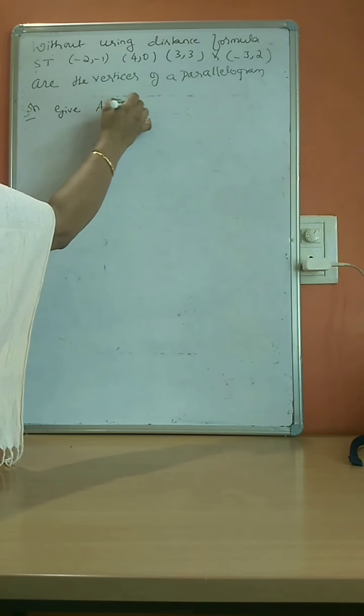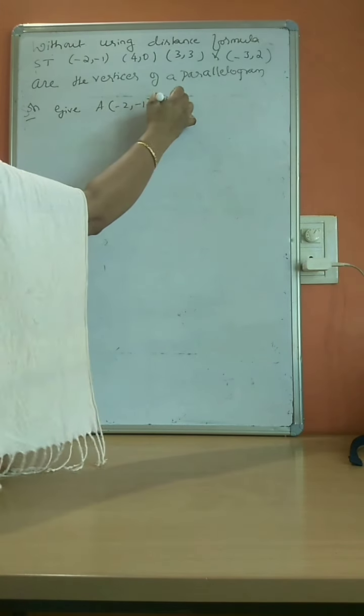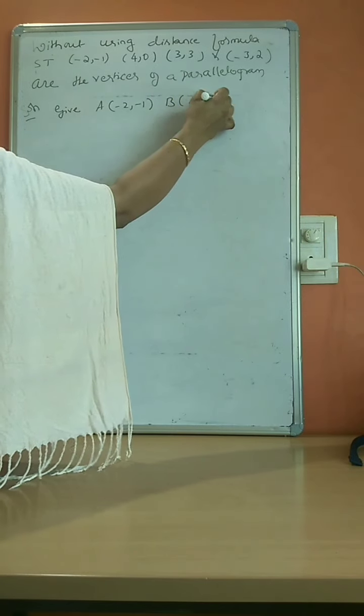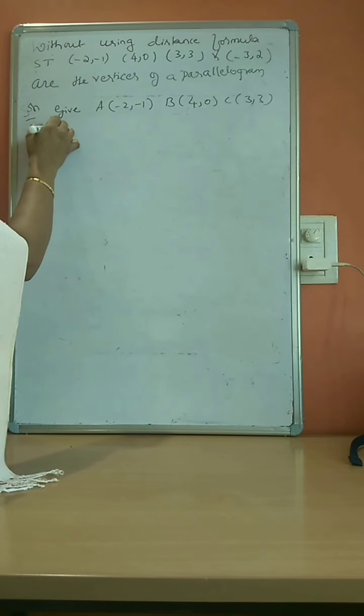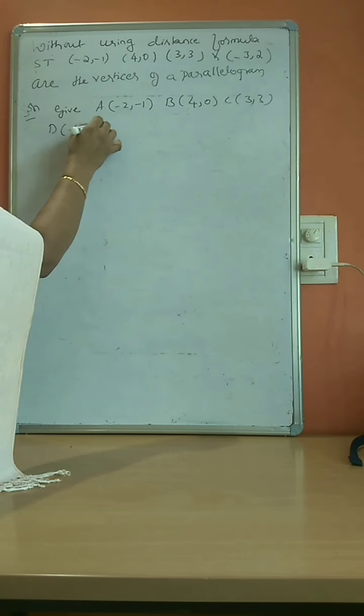Given A of minus 2 comma minus 1, B of 4 comma 0, C of 3 comma 3 and D of minus 3 comma 2.